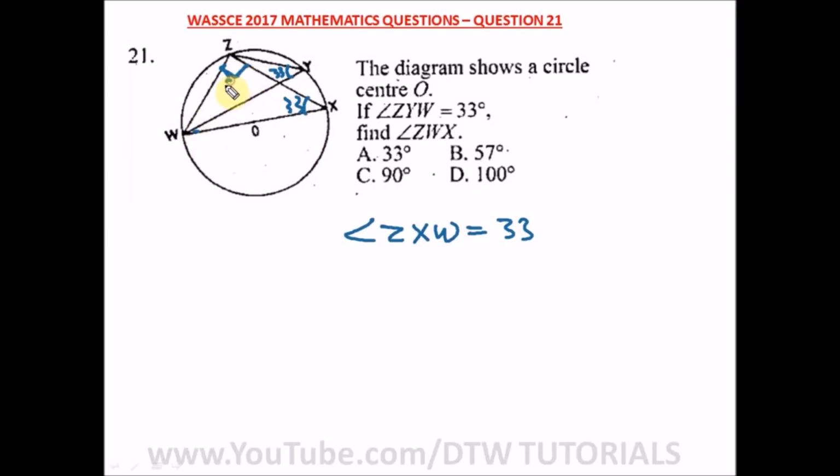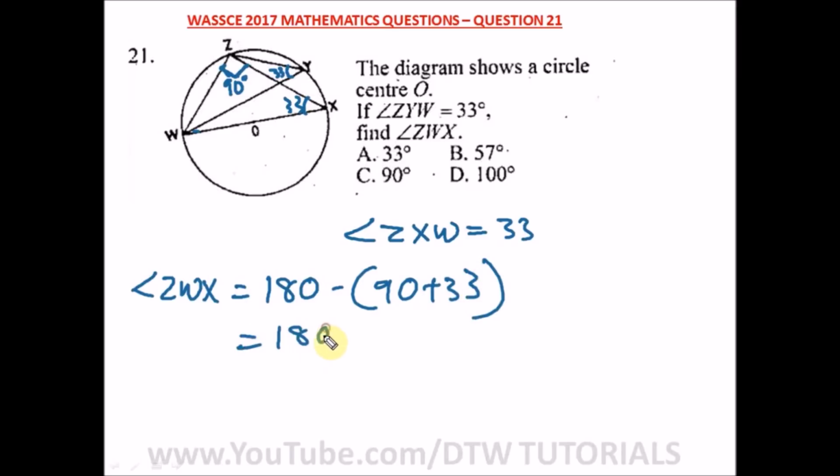We have a right angle triangle, 90 degrees, and we know this as 33. So the sum of angles in a triangle is equal to 180. So our angle ZWX is equal to 180 minus bracket 90 plus 33. That will be 180 minus 123. When we subtract that, we are going to get 57 degrees. And our right option here is option B.